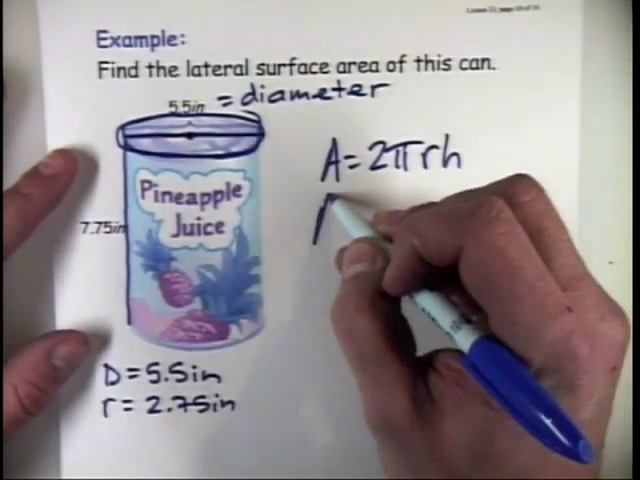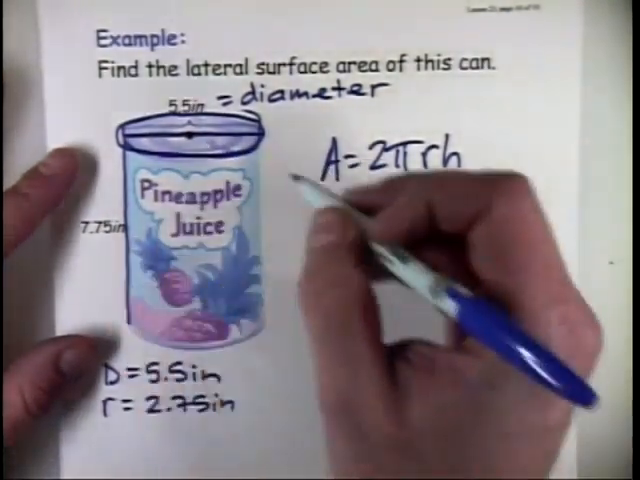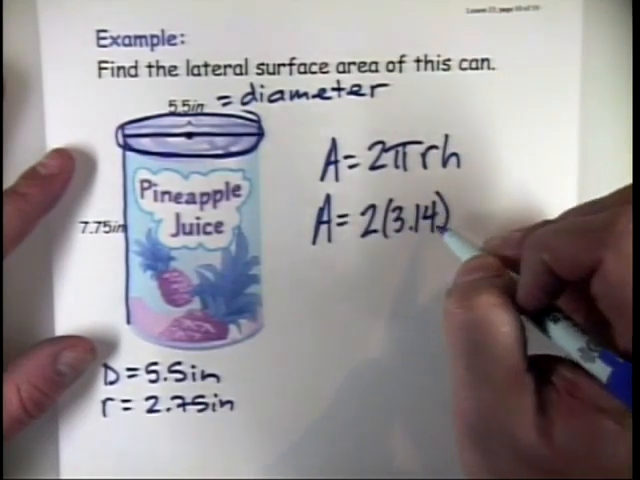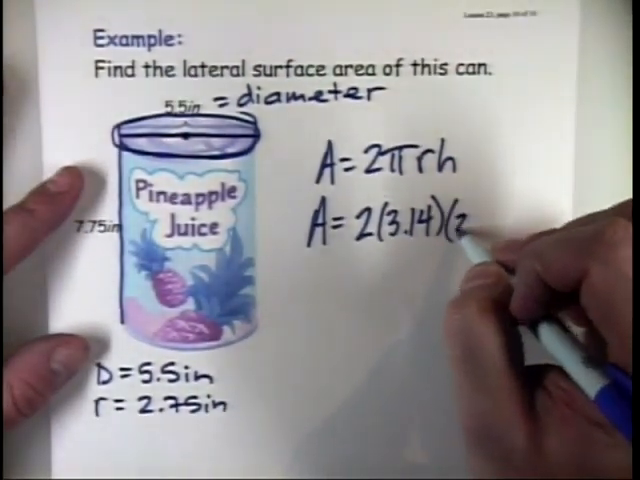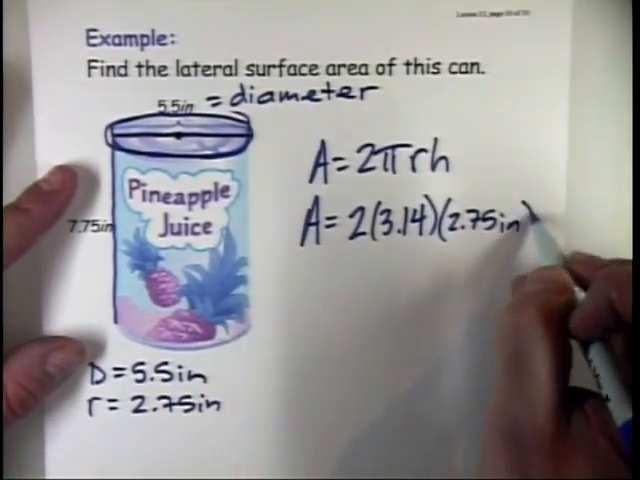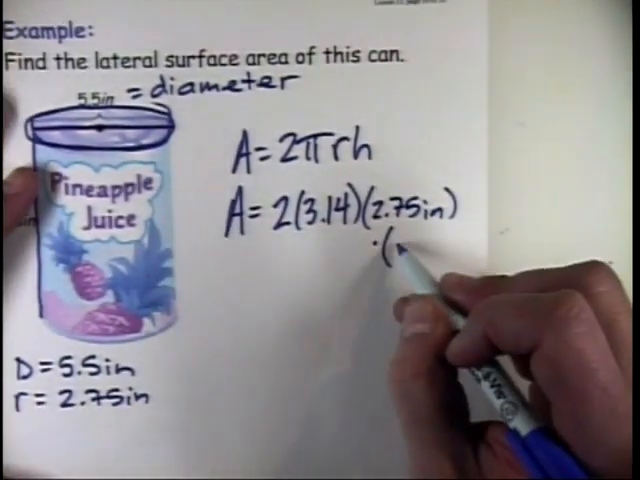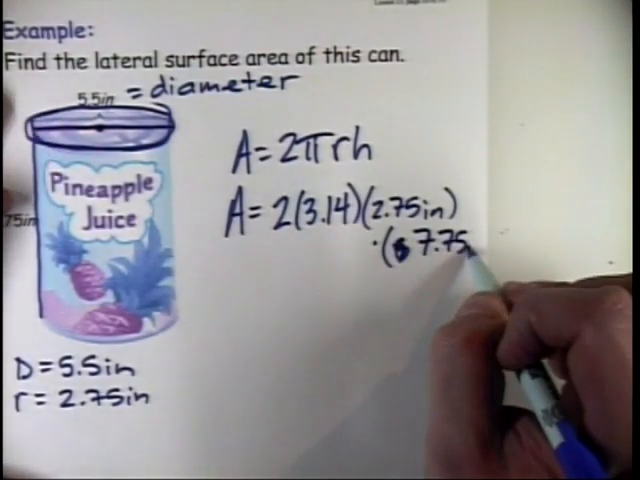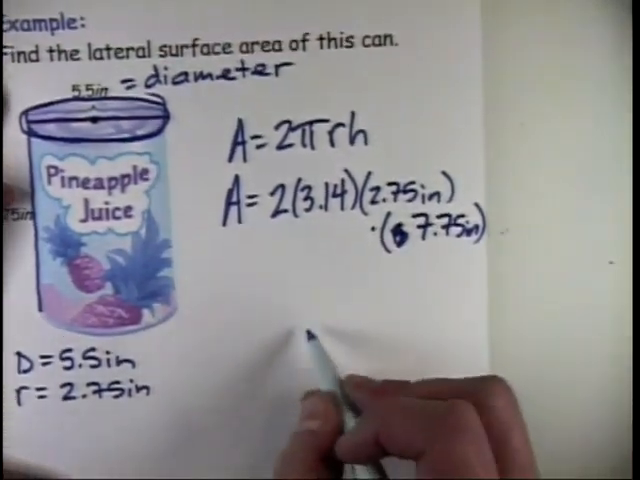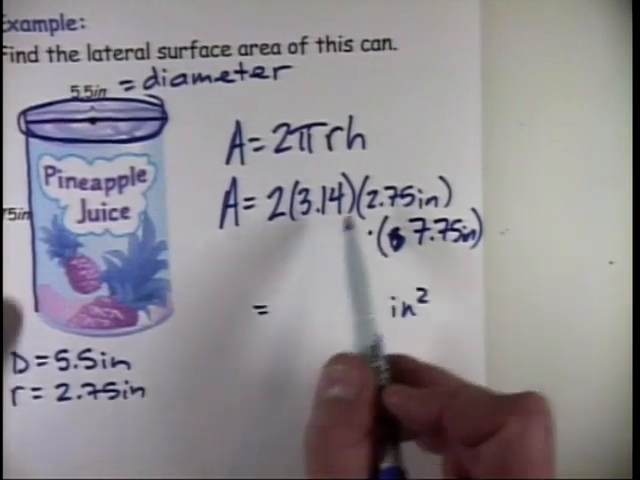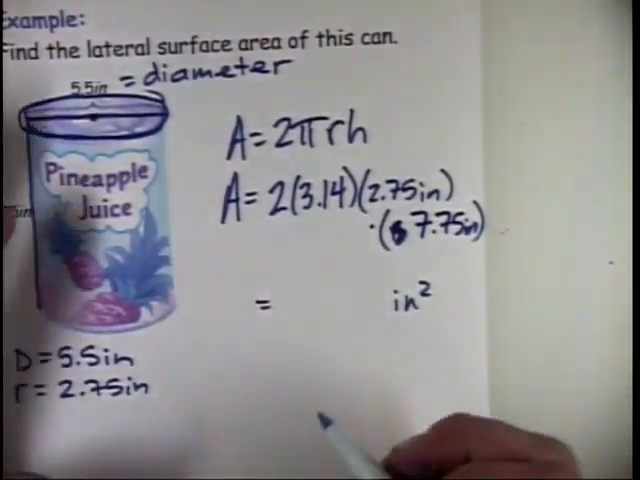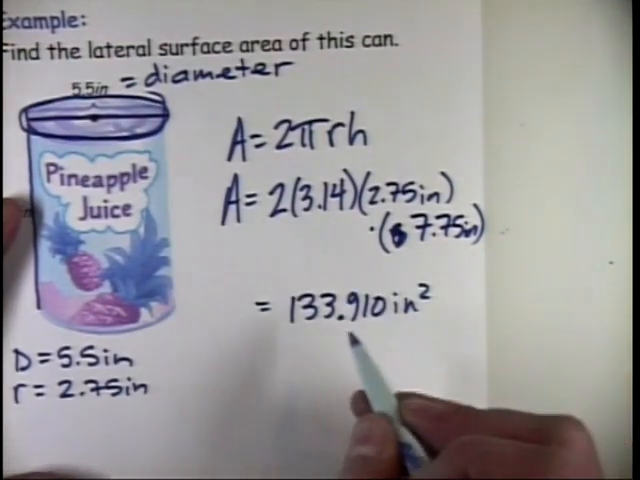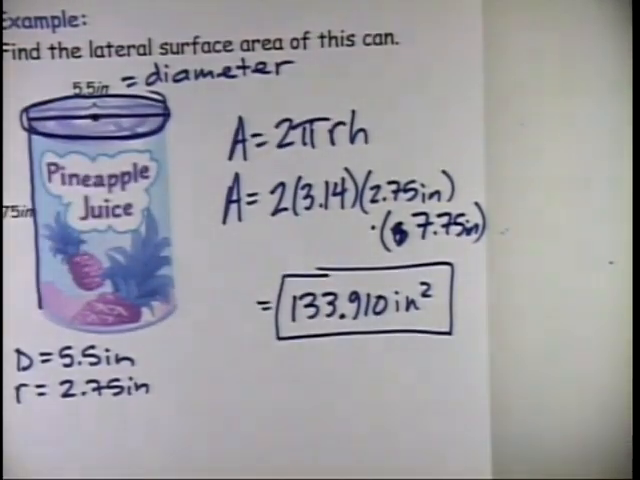Now I can plug in. So the lateral surface area of the label is going to be 2, that's the number 2, pi, I can use 3.14 approximately, times the radius, 2.75 inches, times the height, which is 7.75 inches. So I have inches times inches, which is going to give me inches squared. And if I punch all that in on the calculator, you actually have a pi button on your calculator, you get 133.910 square inches, or inches squared.